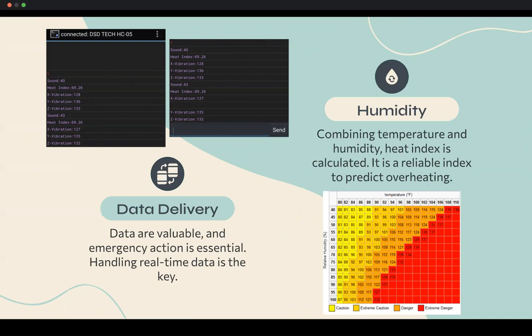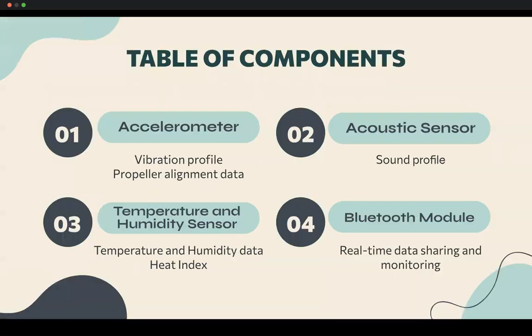In AEP HP, we are also implementing a heat index, which combines temperature and humidity data to reliably predict overheating. In addition, we are also ensuring real-time data delivery so that responses to irregularities can be done immediately. For our prototype, we'll be utilizing accelerometers, an acoustic sensor, temperature and humidity sensor, and Bluetooth modules to build our vibration and sound profiles, our heat index, and to ensure real-time data sharing.